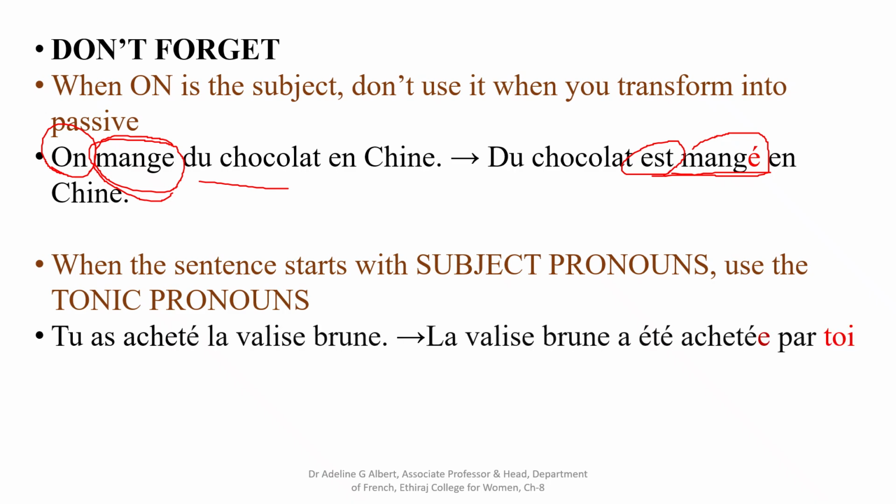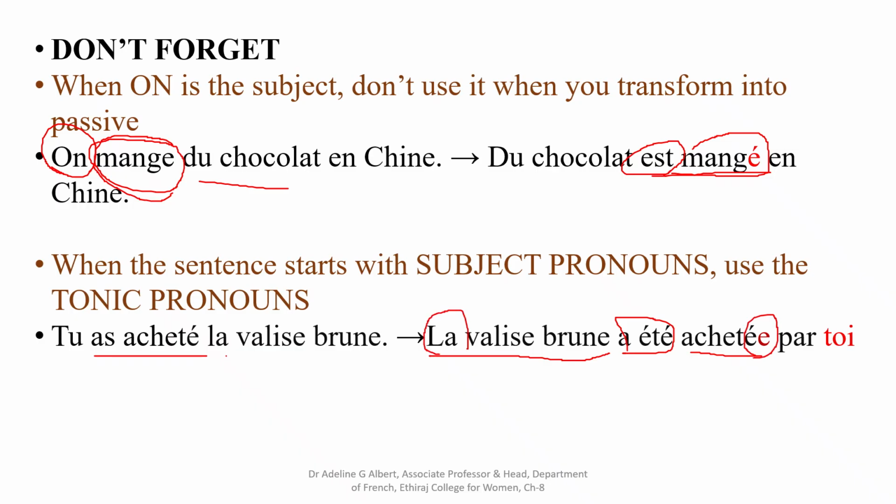So let's look at this. Tu as acheté la valise brune. Here you have a passé composé. Alright? Therefore, la valise brune starts your sentence, the brown suitcase. Passé composé, être. Acheté is still past participle. Now, valise is feminine. Therefore, I have an extra E.